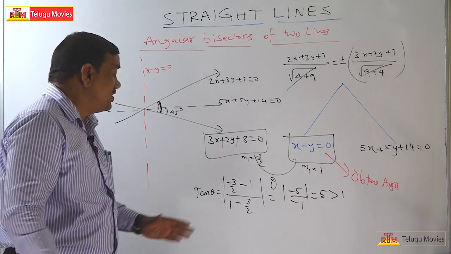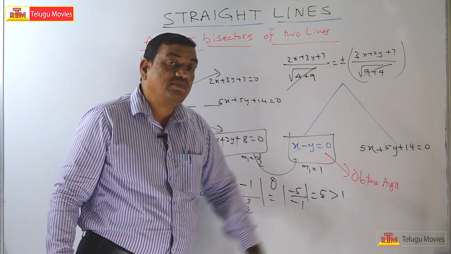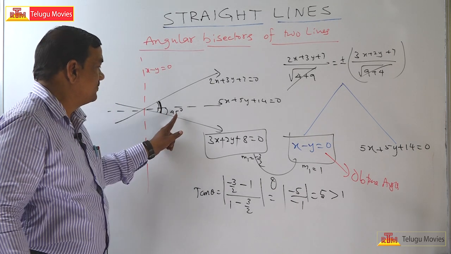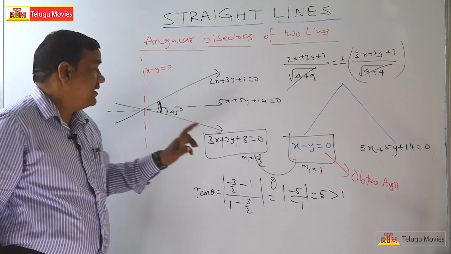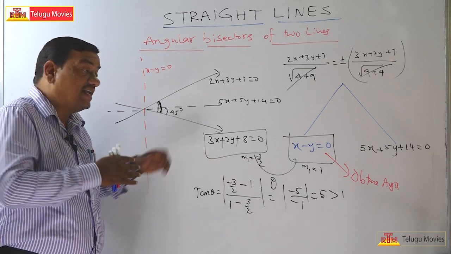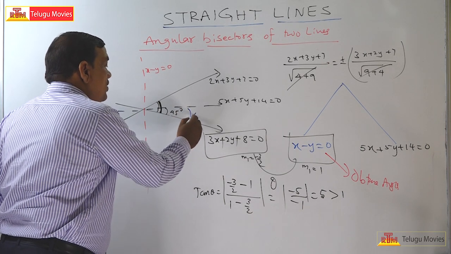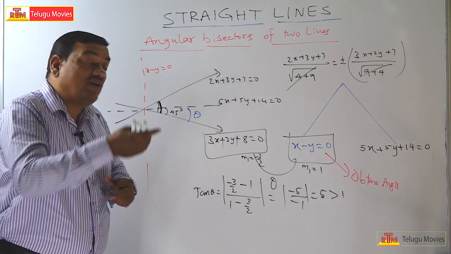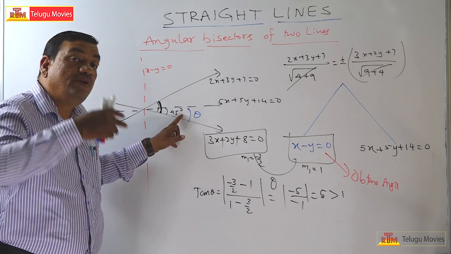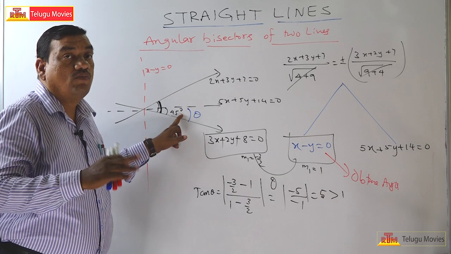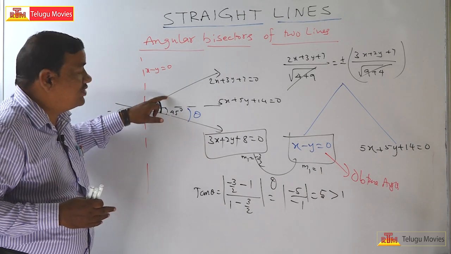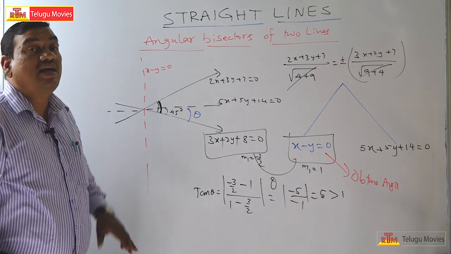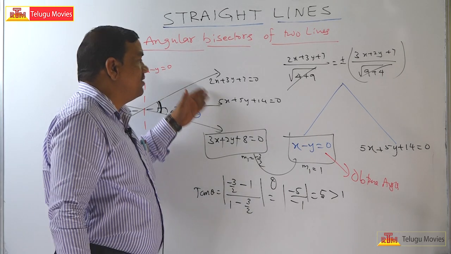It is greater than 1 means what? Tan theta greater than 1 means that theta is more than 45 degrees. So this is the angle theta we have to find out. The angle should be more than 45. More than 45 means the sum of these two angles will be more than 90. More than 90 means this angle will be an obtuse angle.